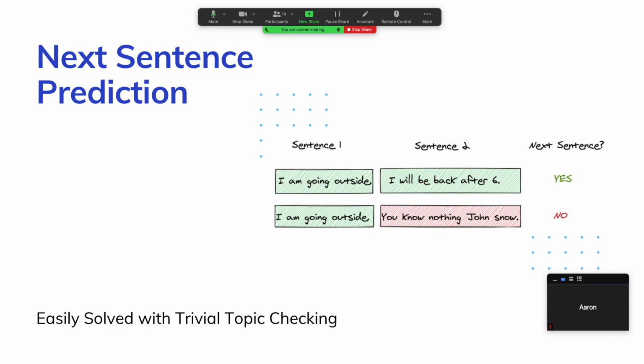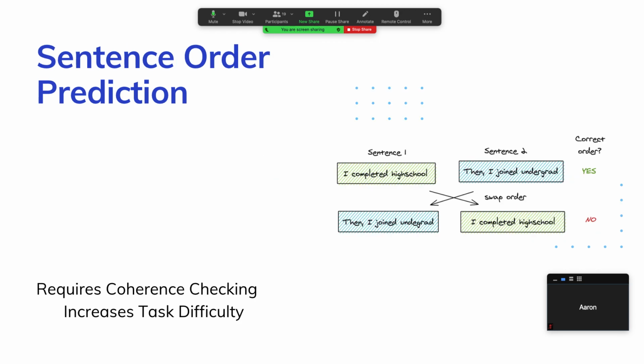Next sentence prediction is: given two sentences, does the second sentence actually come after the first, or is the second sentence a random sentence from a different document? This is more or less trivially solved with topic checking, which is basically, are those two sentences relevant? Do they share the same topics? In this example, you can clearly see two sentences on the bottom which don't share the same topic. This is replaced with sentence order prediction. Given two sentences, the question is, did we swap them?